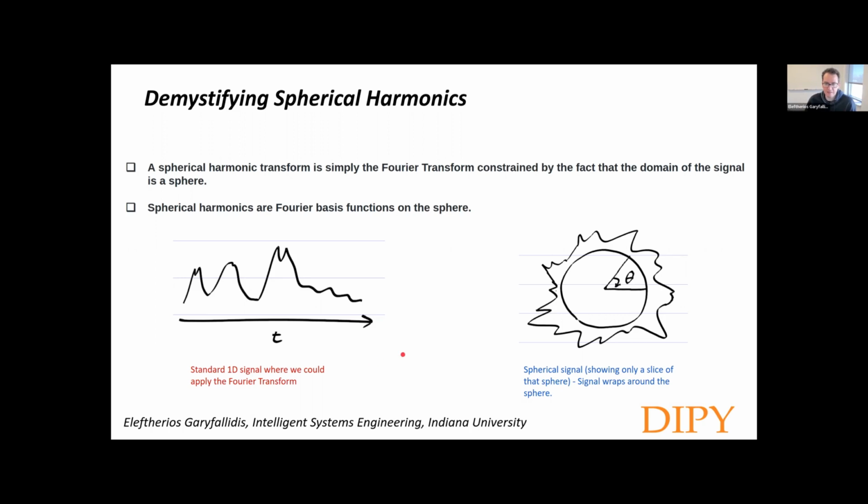Now, in our case, in diffusion MRI, we use a spherical signal. So only a slice of that sphere is shown, and what you can see is that the signal is wrapping around the sphere. So if we know that, we can assume that the signal is wrapping around the sphere. So let's say if it starts from here, it will go back and connect to the same location. If we know that, we can use spherical harmonics.